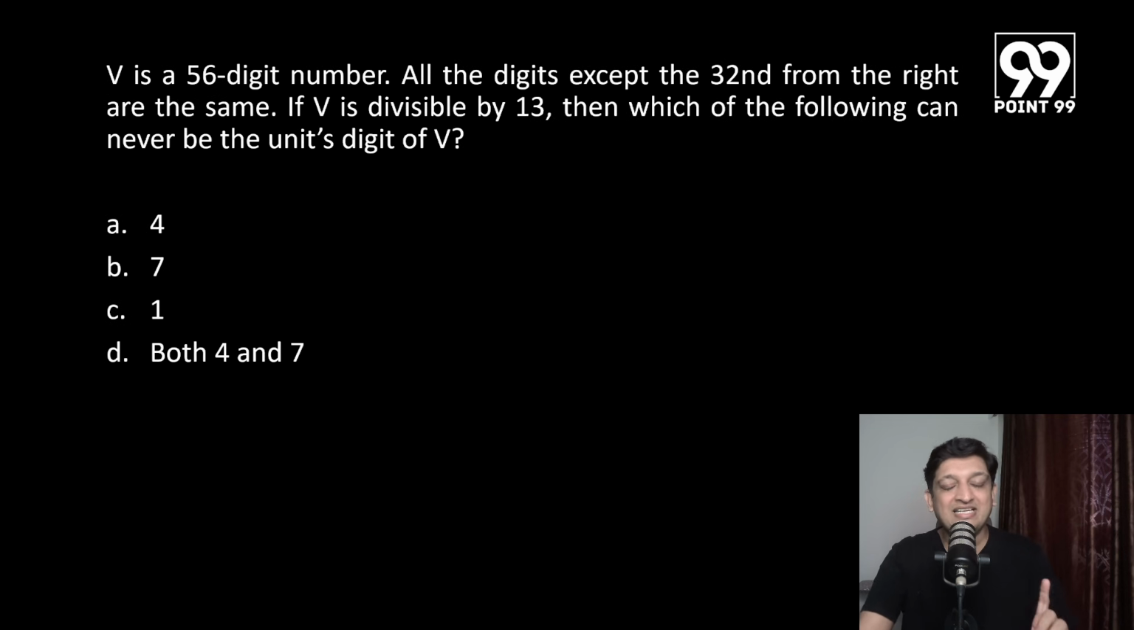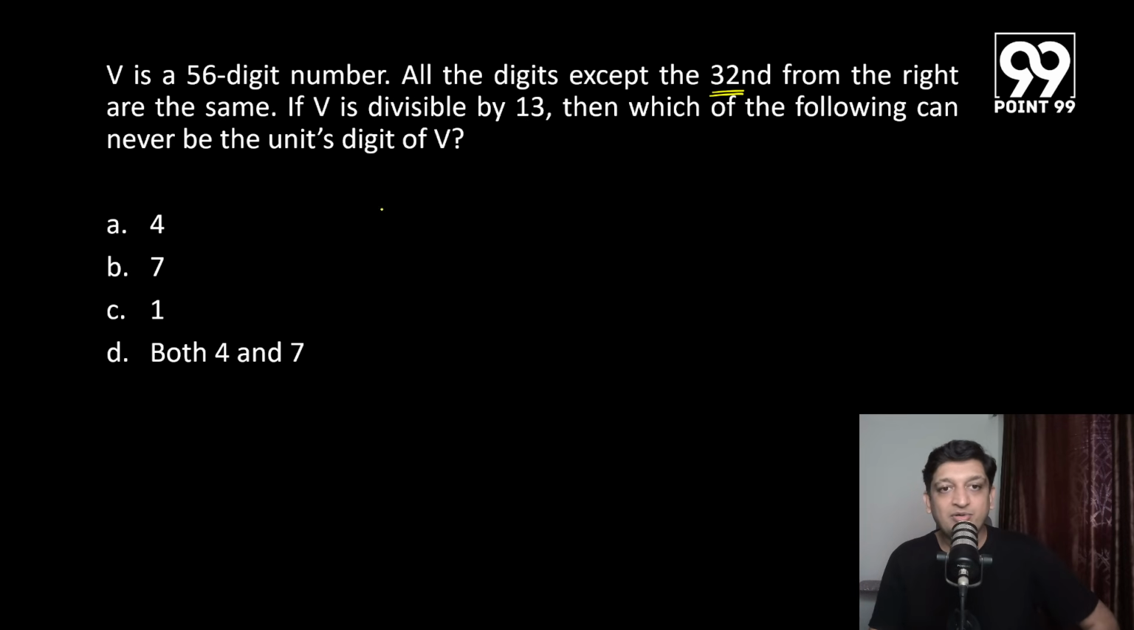Let's look at the last question, the 50th question. It happened very quickly, right? But let's look at the 50th question now. V is a 56-digit number. All the digits except the 32nd digit from the right are the same. If V is divisible by 13, which of the following can never be the units place digit of V?